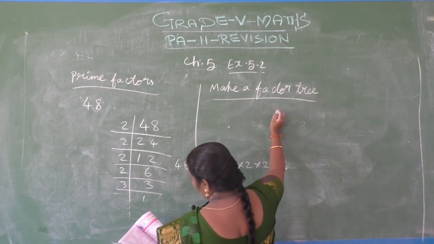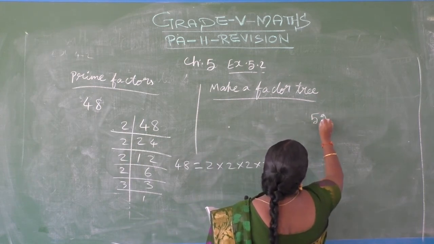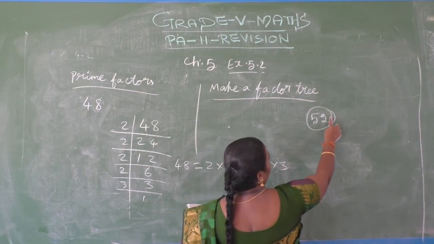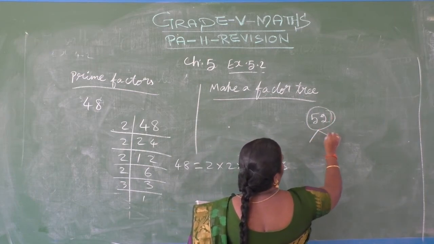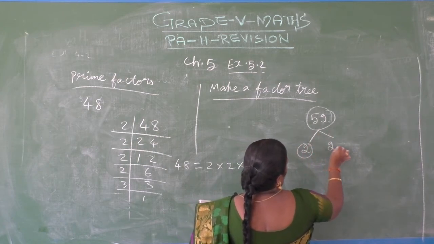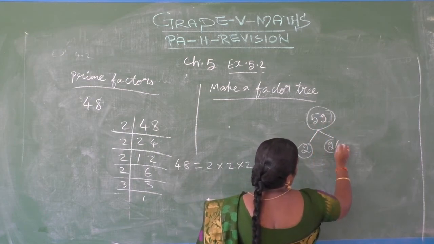Factor tree. For example, you have to use the factor tree for number 52. So how can you split this number? 52 is an even number, so definitely we will divide this number by 2. So 2 table. 2 2s are 4, remaining 1. 6 2s are 12. So 2 26s are 52.